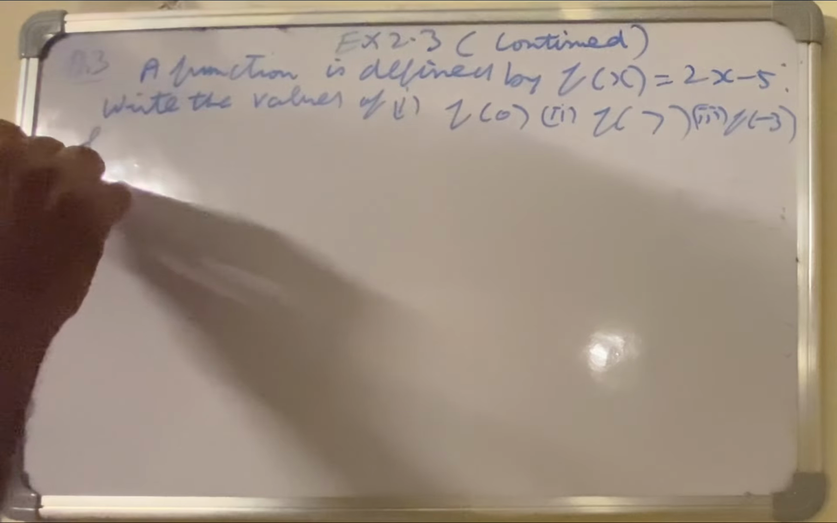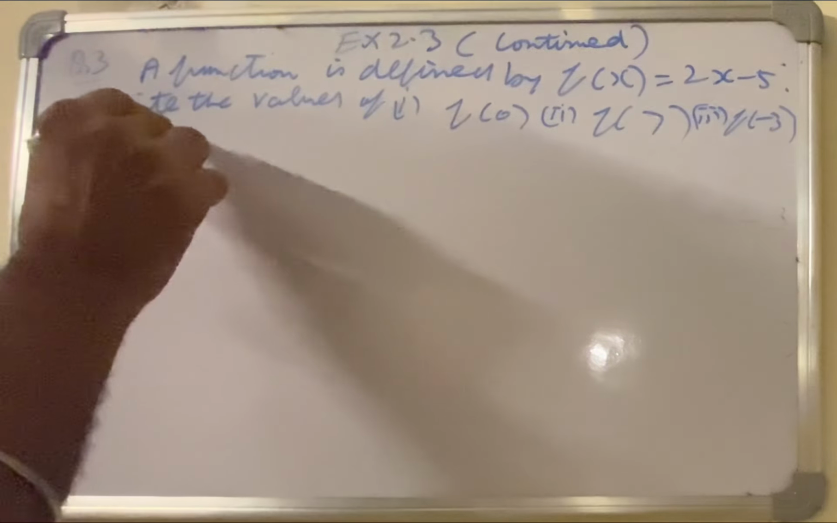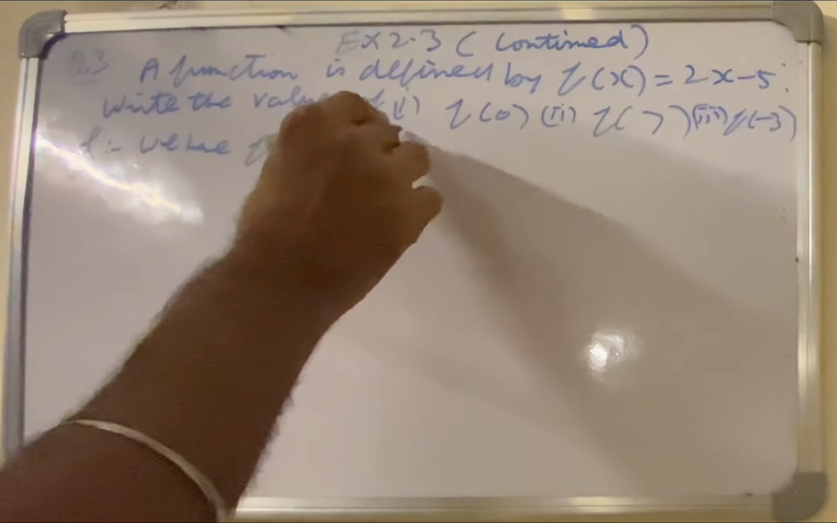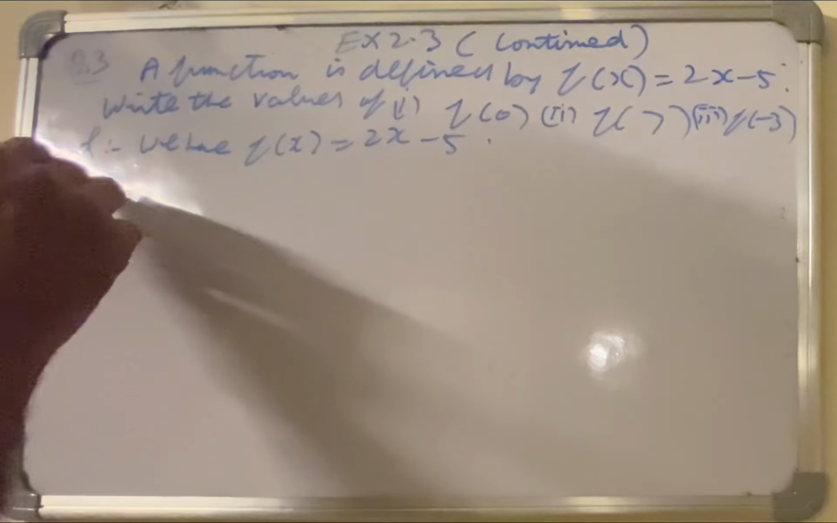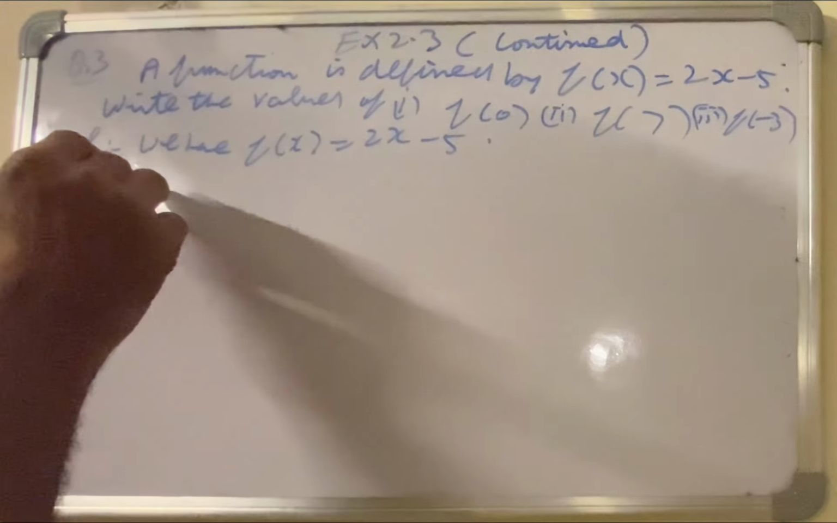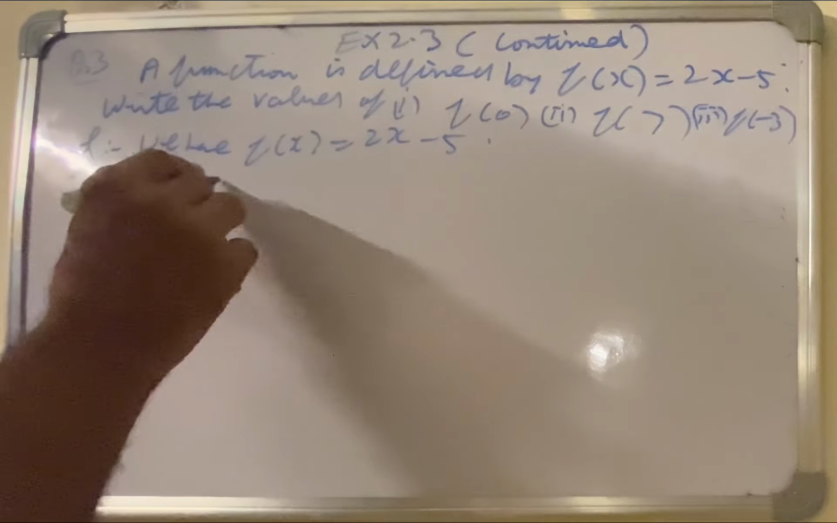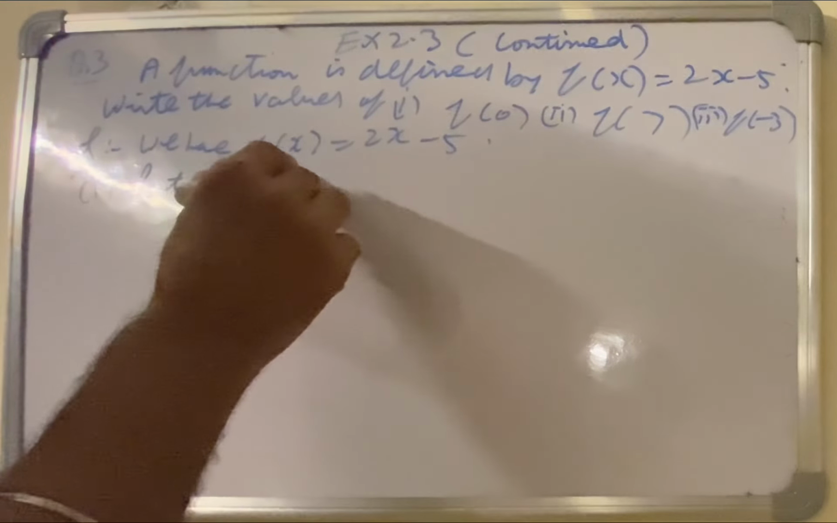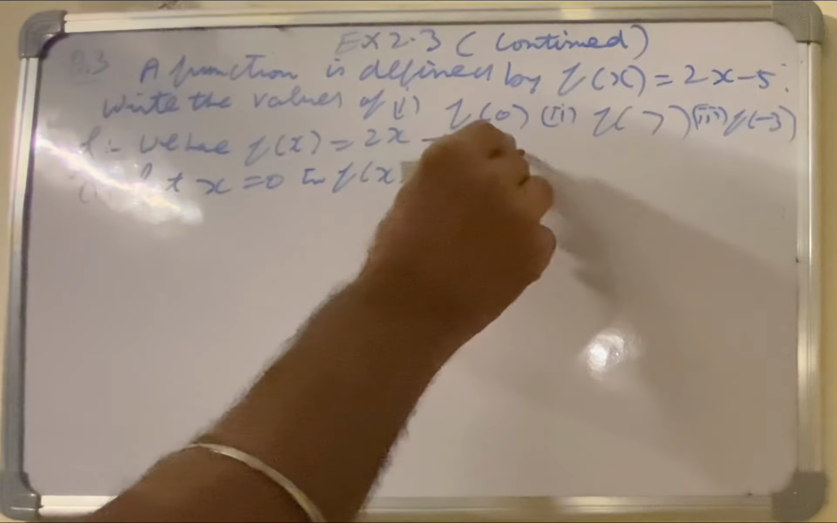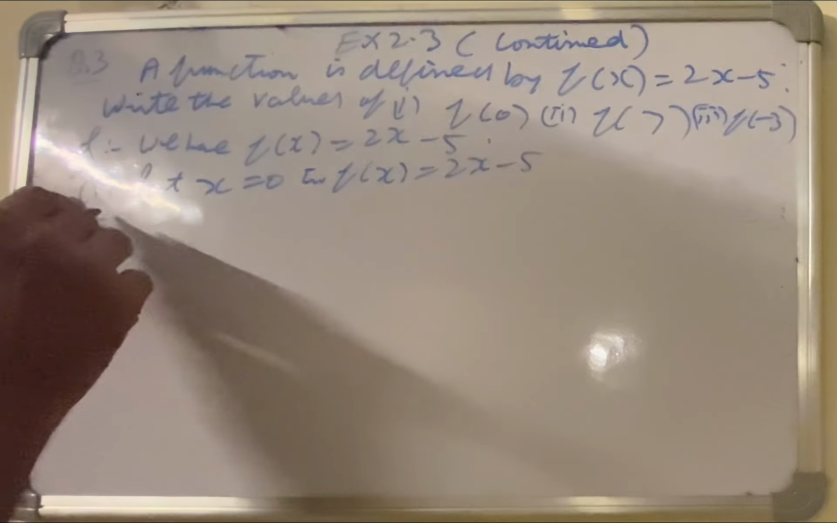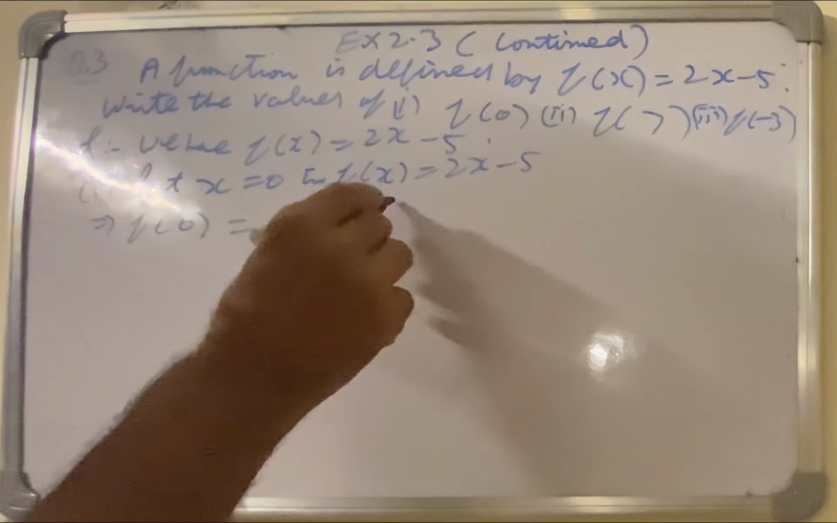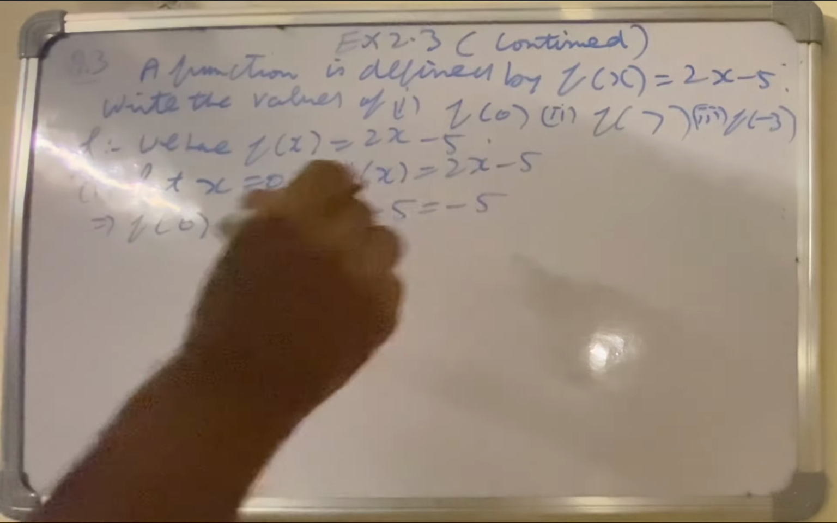Solution: we have f(x) is equal to 2x minus 5. First part, to get f(0), put x is equal to 0 in f(x) is equal to 2x minus 5. Therefore, f(0) is equal to 2 into 0 minus 5 is equal to minus 5.